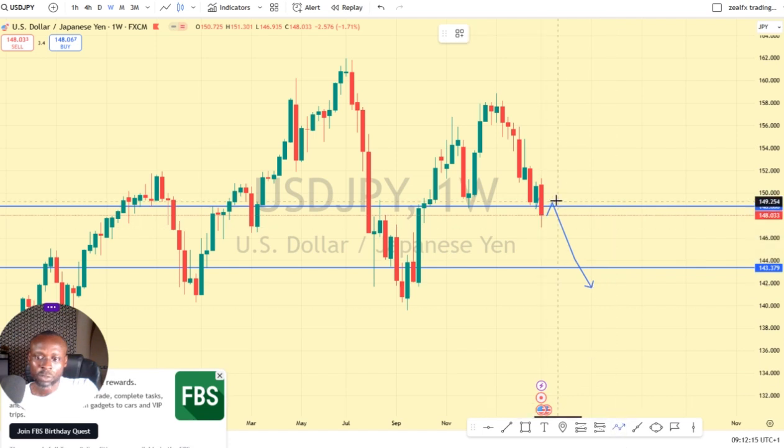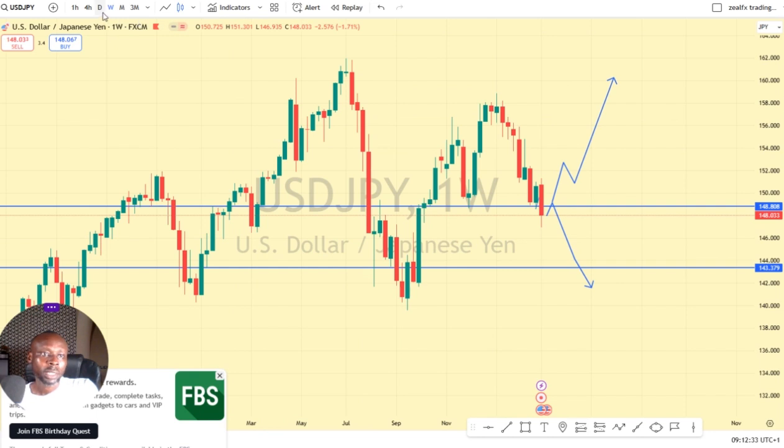The other thing we expect is a break of price above this area. We expect price to resume up for the USDJPY. So for USDJPY, we are remaining neutral, but the selling scenario is better for USDJPY.